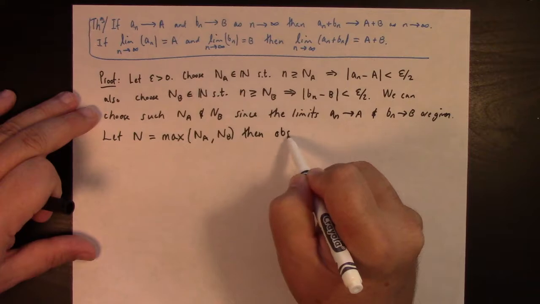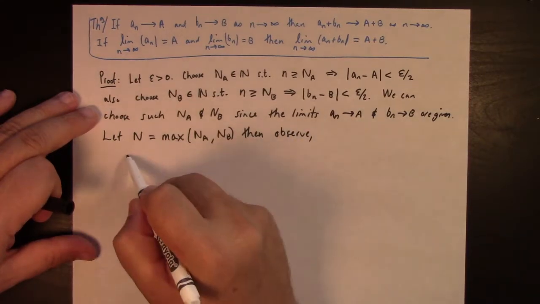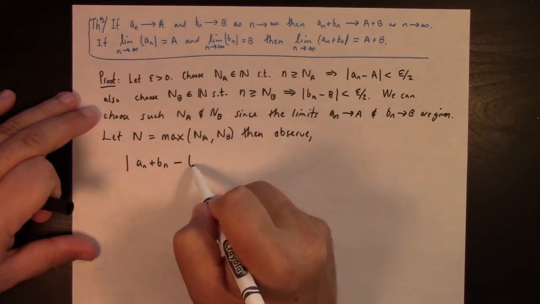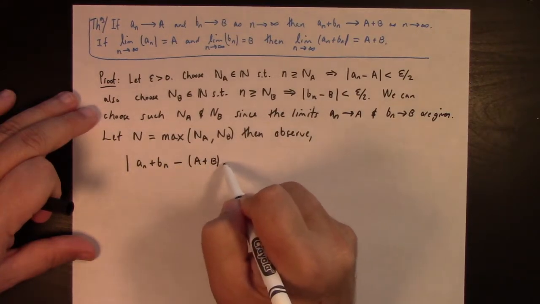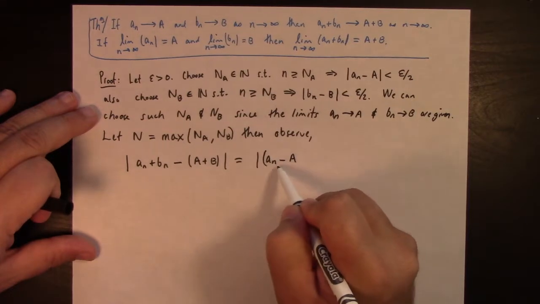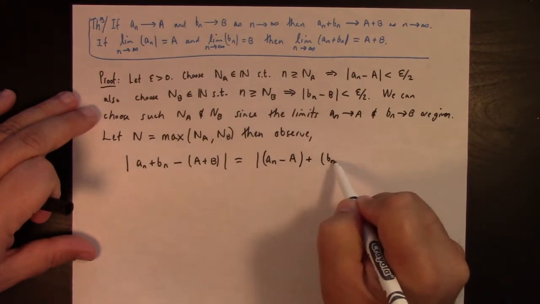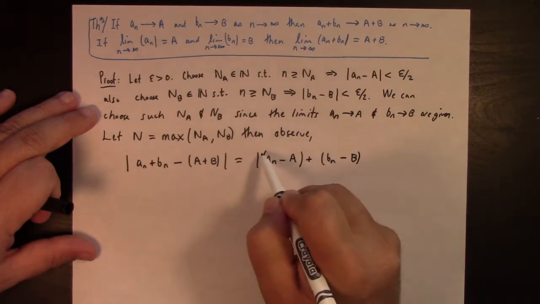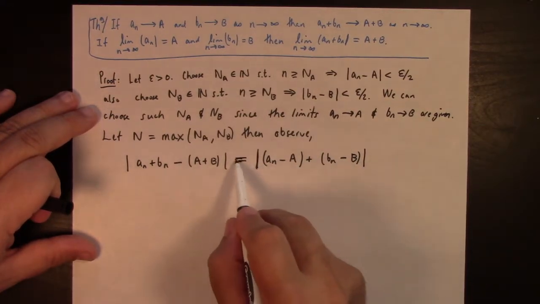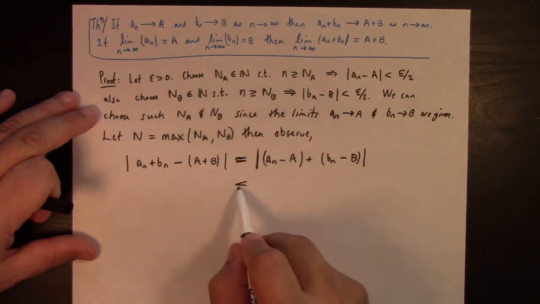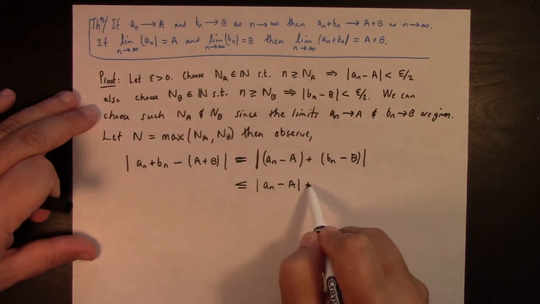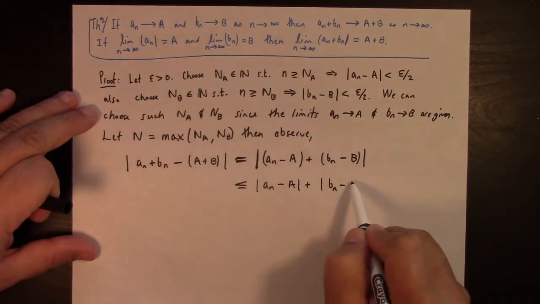Then observe the absolute value of a sub n plus b sub n minus parentheses a plus b is equal to the absolute value of a sub n minus a, parentheses, plus b sub n minus b. Now at this point, I have to use something called the triangle inequality for inequalities. So the triangle inequality says that that's less than or equal to the absolute value of this plus the absolute value of that.